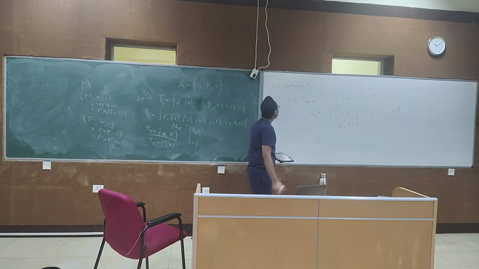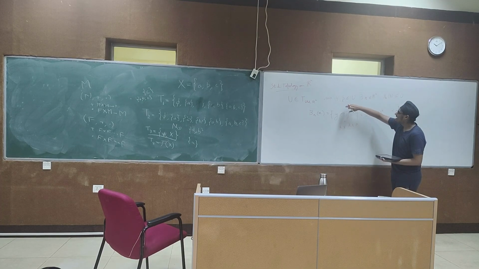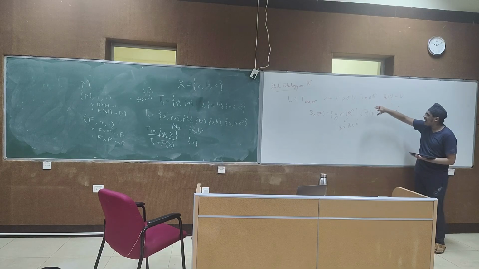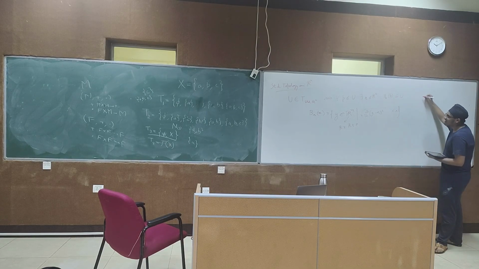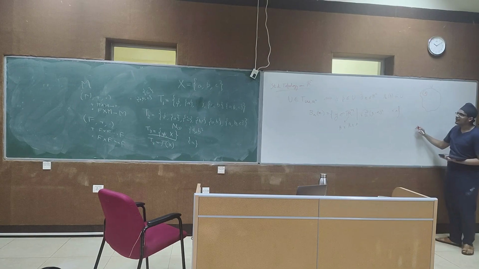So the standard topology contains sets U such that for all points which belong to the set U, there always exists an open ball around those points which is a subset of U. So if I have a set like this U, then for each point P, I will always have an open ball. This is the standard topology on Rn.